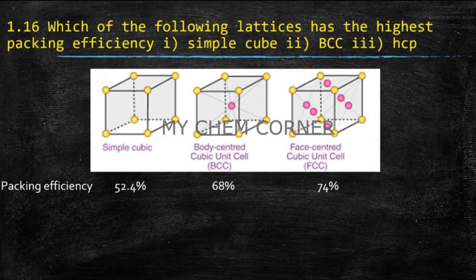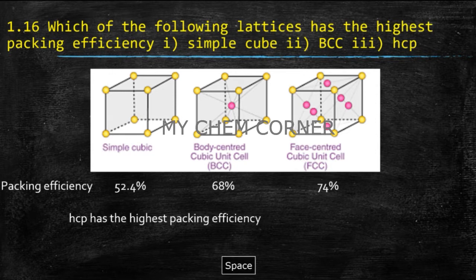So we generally say that the higher the percentage of packing efficiency, the more is going to be the packing efficiency of that particular unit cell. So in this case, HCP has the highest packing efficiency as the percentage of that unit cell is the highest. So here the answer is HCP.